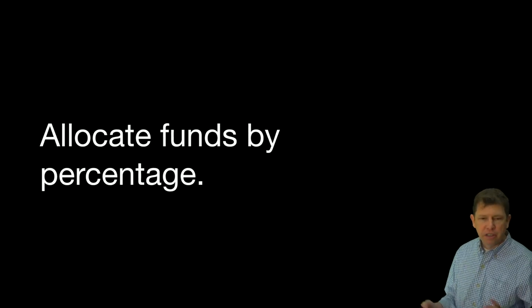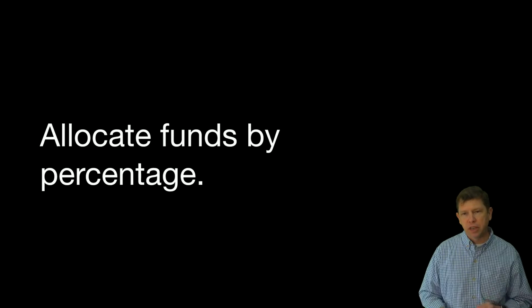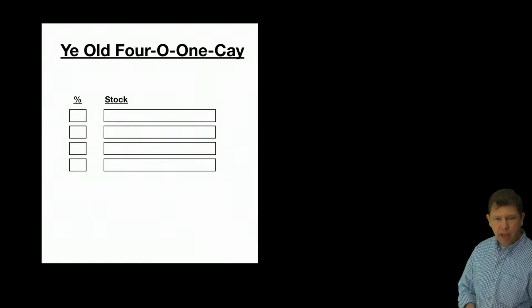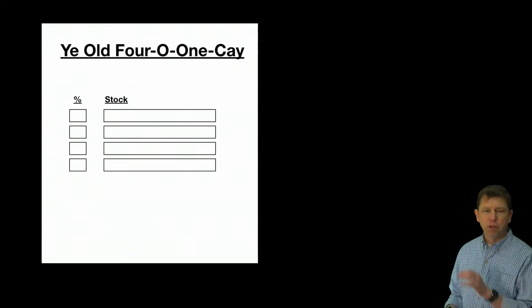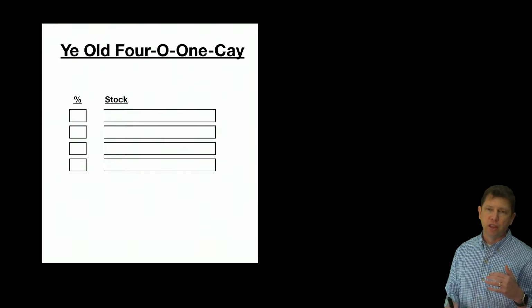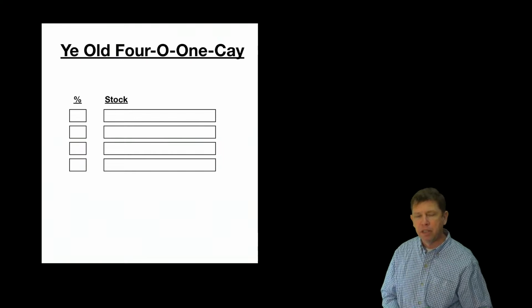Another example. This is a common pattern: allocate funds by percentage. Let's say you're working on, in this case, ye old 401k, and we're going to put the percentage we want in the stocks. To make this work, we have to make sure the percentages always sum to 100. So there's lots of stuff we need to do to make sure that happens.